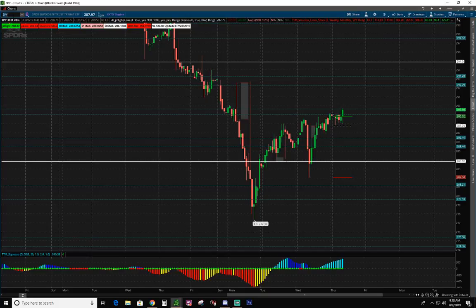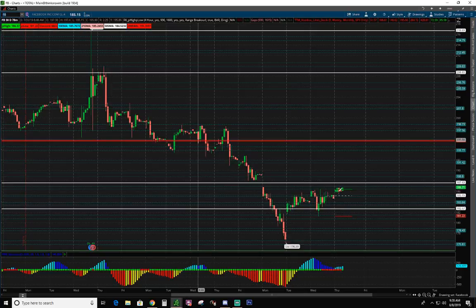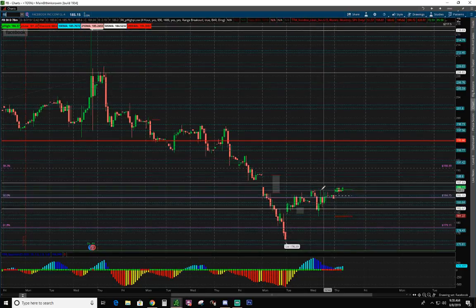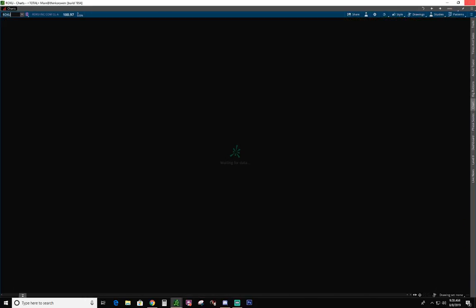Let's look at Facebook again. Facebook was above previous high yesterday, just hovered, and I was wanting to see if we can get this gap. We're going to look at Roku as well.